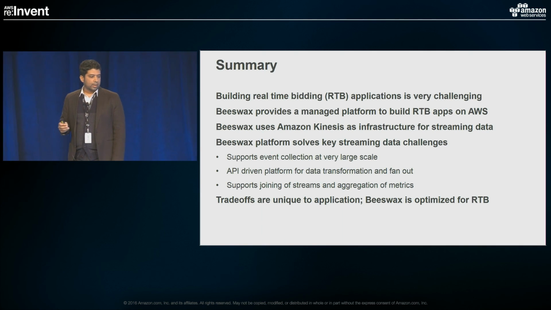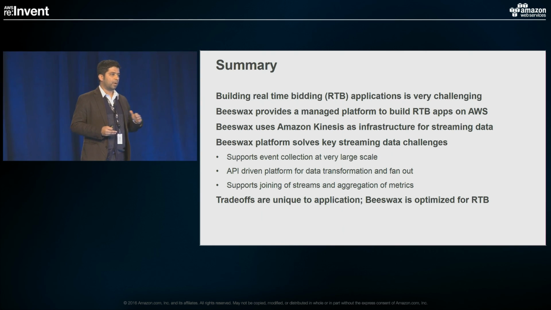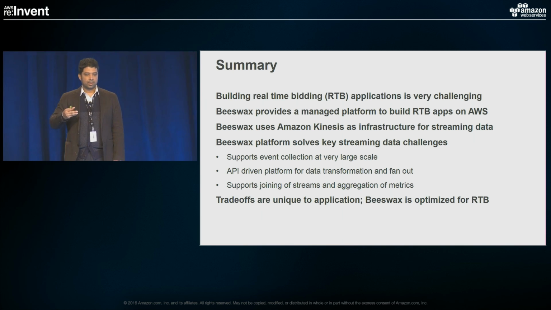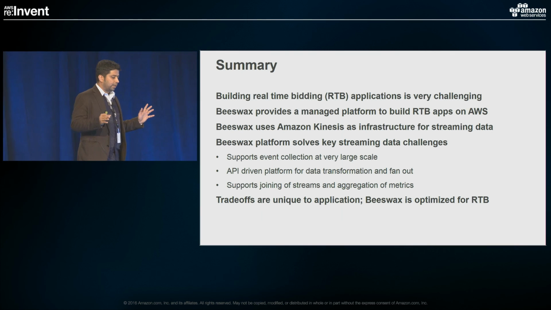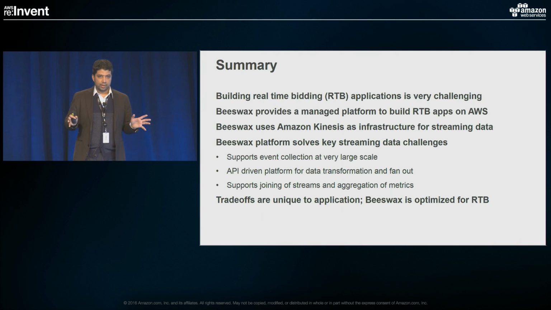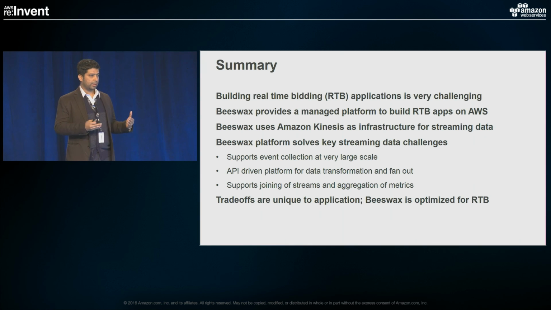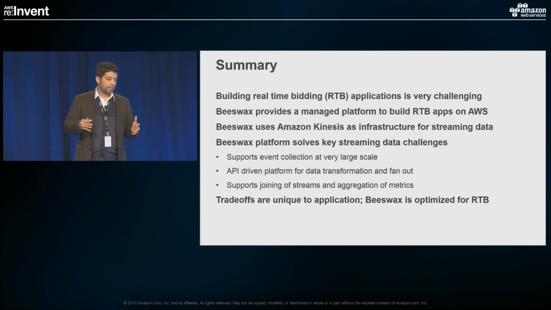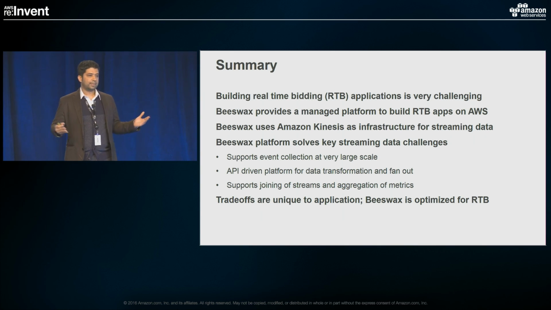And so, to conclude my talk, in summary, I talked about why building RTB applications is really challenging, and how by using the Beeswax bidder as a service, it's really easy for customers to build custom bidders on our platform. We use Kinesis as our infrastructure under the hood for all our streaming data needs. And in our application, we solved some of the key challenges that we faced, and I discussed some of the trade-offs that we considered. So one final point I want to make is that the Beeswax platform is optimized for RTB. All the decisions that we arrived at after looking at the trade-offs were really made with RTB in mind, and it's possible that based on your application, you might arrive at different conclusions when you're looking at the same set of trade-offs.